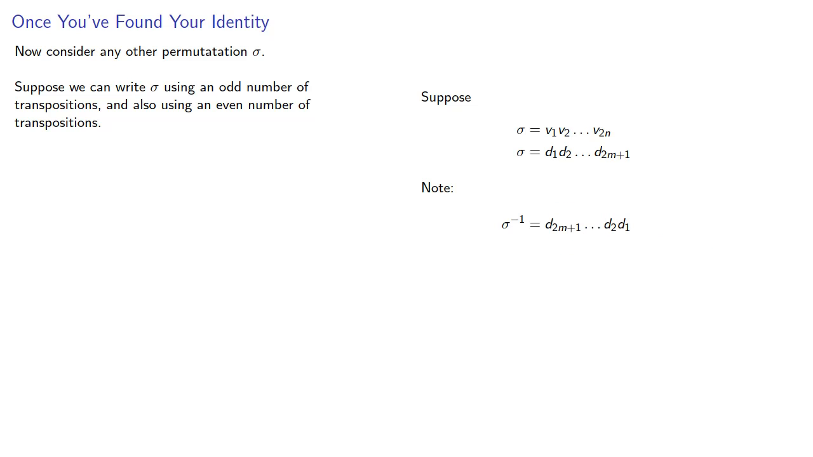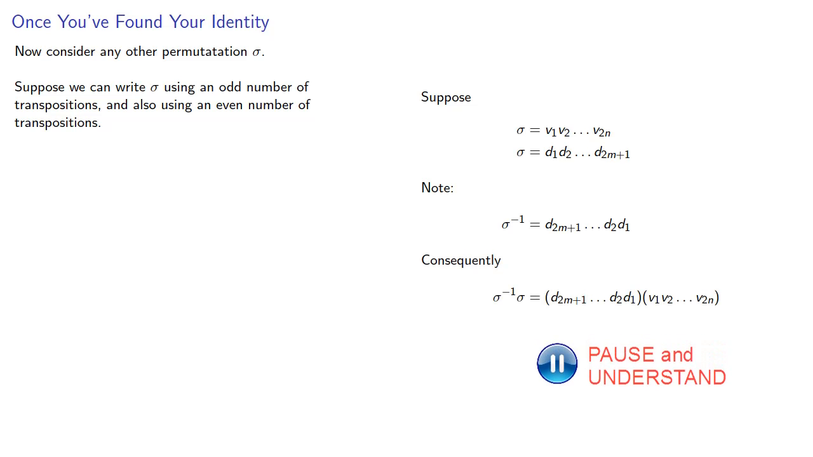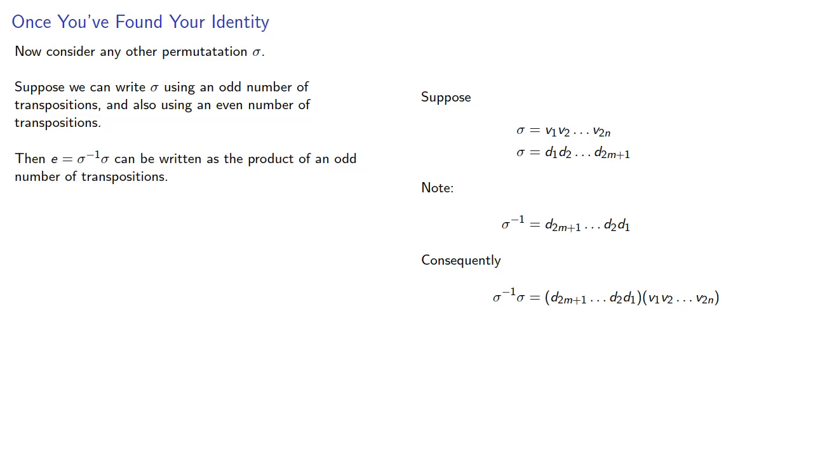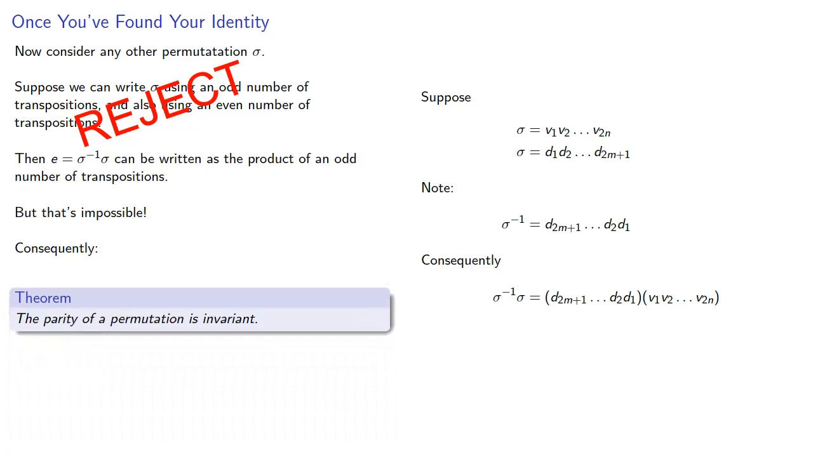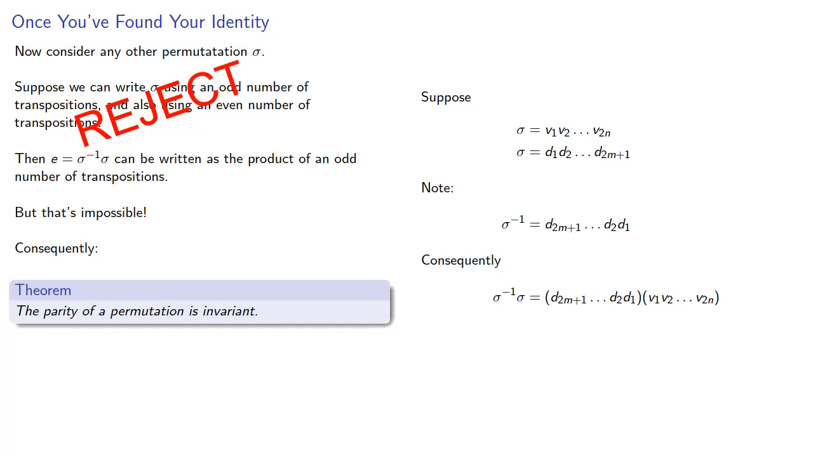and consequently, when we multiply sigma inverse by sigma, we get, and then E, the identity, sigma inverse sigma, can be rewritten as the product of an odd number of transpositions. But that's impossible because the identity can only be written as a product of an even number of transpositions. And consequently, we can't write sigma as an odd number of transpositions and also as an even number of transpositions. It's got to be one or the other, and so the parity of a permutation is invariant.